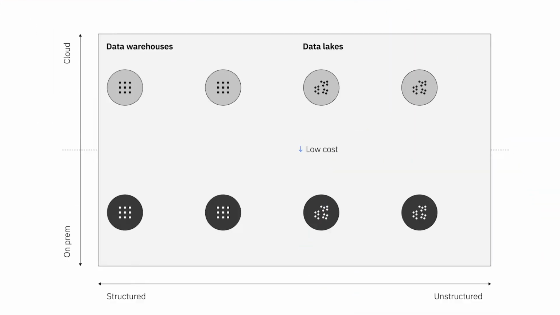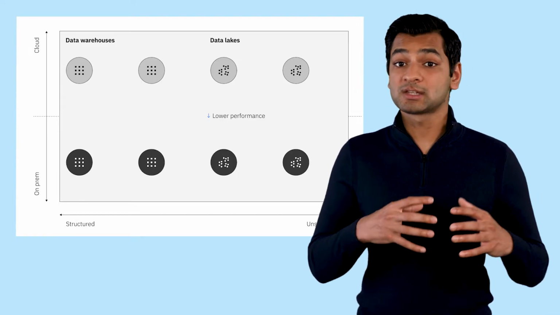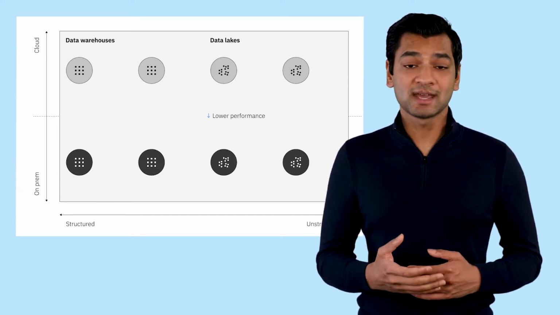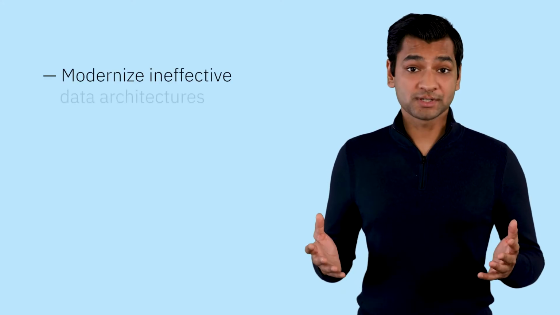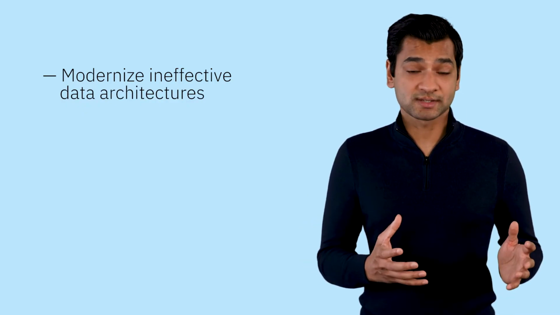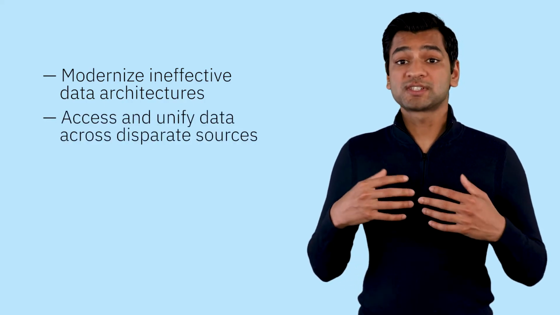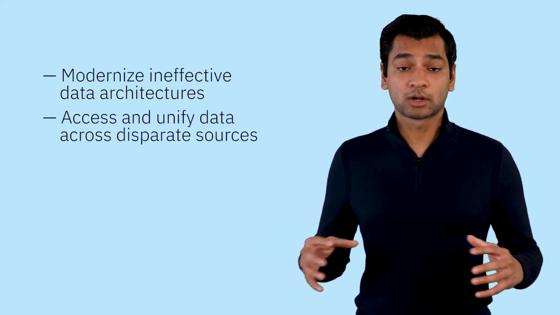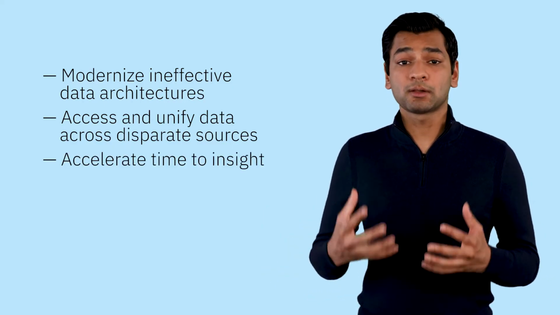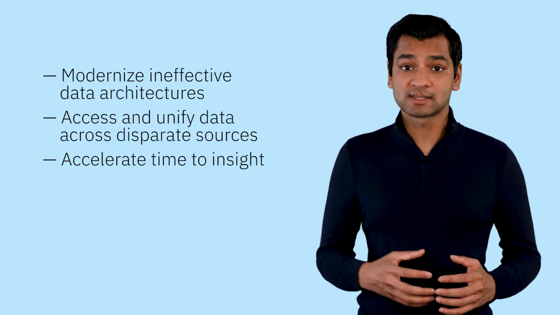Data lakes offer lower cost solutions for big, unstructured data, but can often become data swamps and challenged with extracting insights in a highly performant and simplified way. These data management challenges inform three critical needs for enterprises to scale AI. First is to modernize ineffective data architectures and reduce data warehousing costs. Second is to seamlessly access and unify data across disparate hybrid cloud sources. And third is to accelerate time to insight with built-in governance and automation.